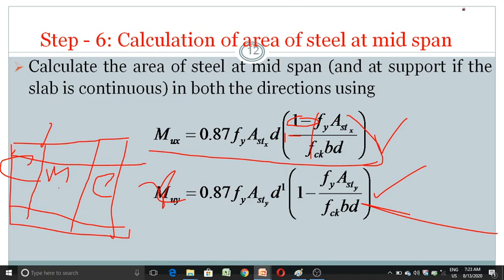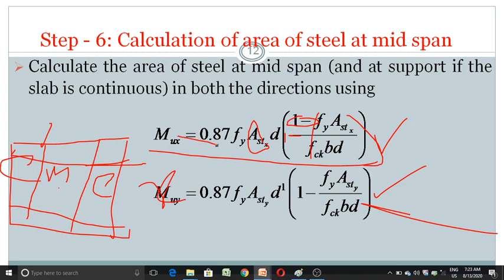From this we can calculate the Astx value. If you substitute the fy value, d value, fck value and b value, you will get a quadratic equation. If you solve that quadratic equation, we will get Astx. Astx means the area of steel in the middle strip region in the x direction of the slab, that is the shorter direction of the slab. Similarly, we can calculate the area of steel provided in the middle strip region in the y direction.